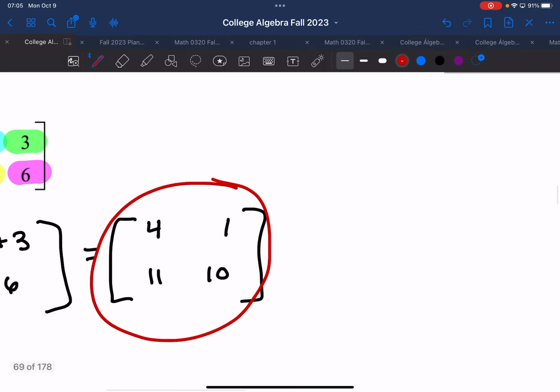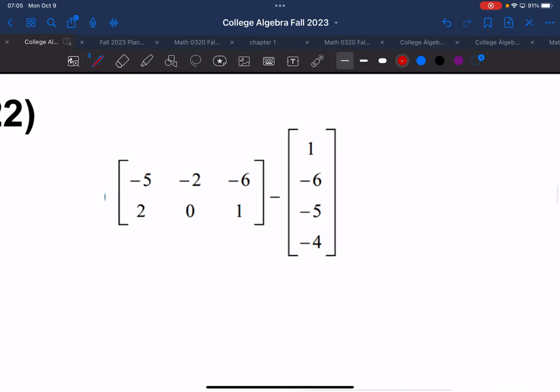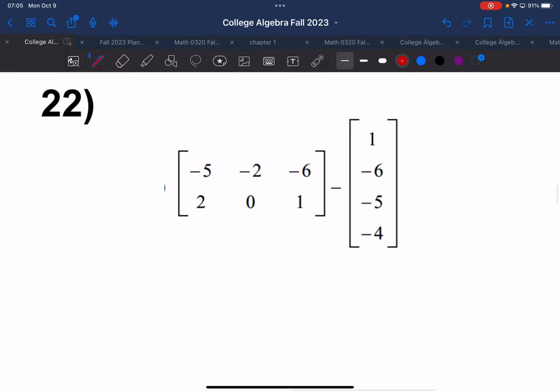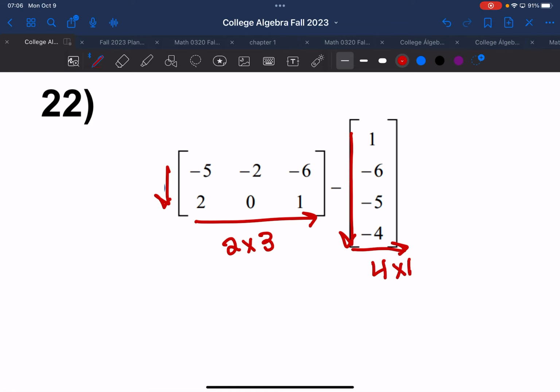Now let's look at 22. Are these dimensions the same? No. They're not. So let's go ahead and first label the dimensions. What's the dimensions of the first one? 2x3. Yep, so looking at row and column, this is a 2x3. And what about the second one? Good, 4x1. So row and column, 4x1.